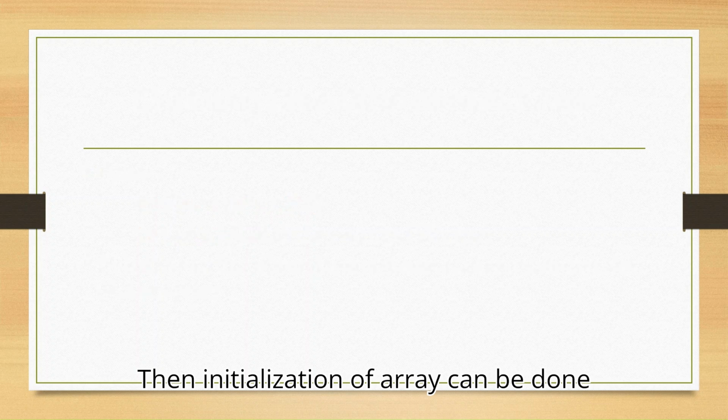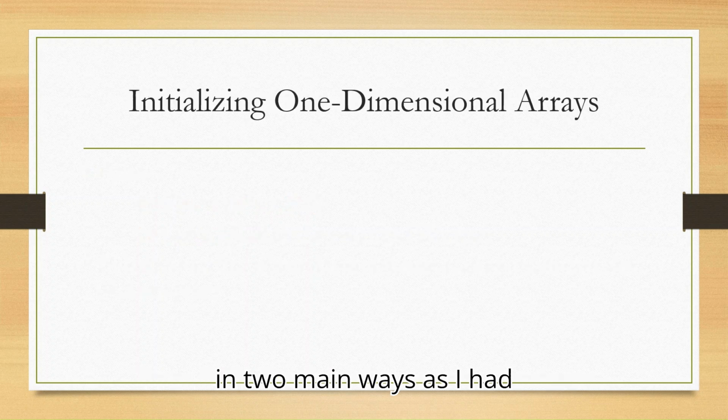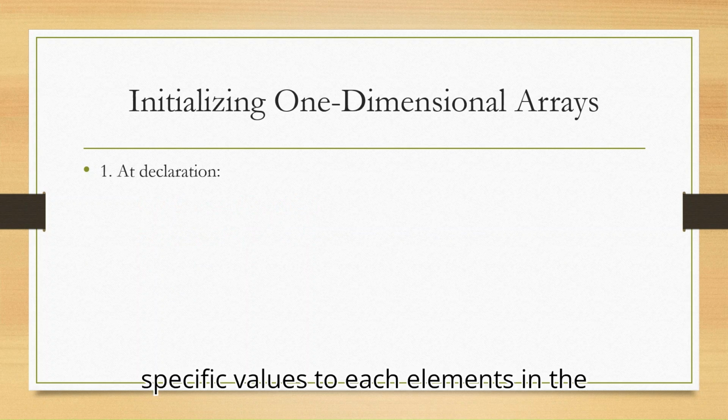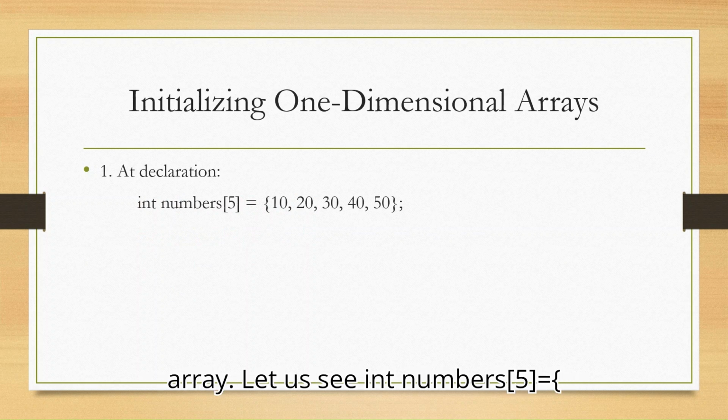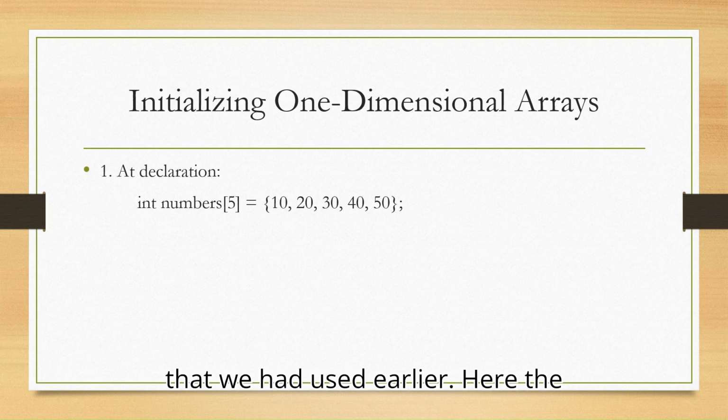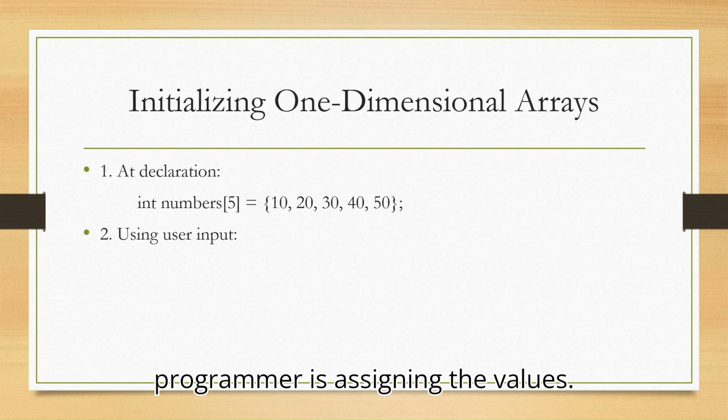Then initialization of an array can be done in two main ways, as I had told you earlier. The first one is at the time of declaration. This assigns specific values to each element in the array. That is, int numbers 5, 10, 20, 30, 40, 50, the same example that we had used earlier. Here, the programmer is assigning the values.